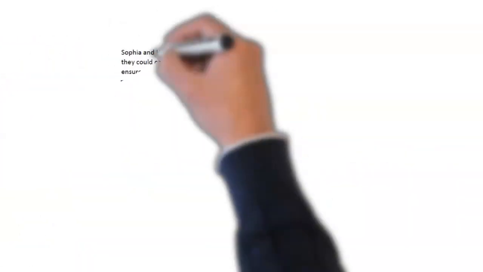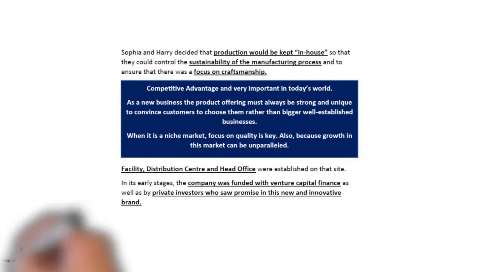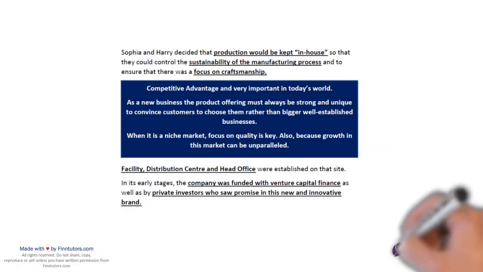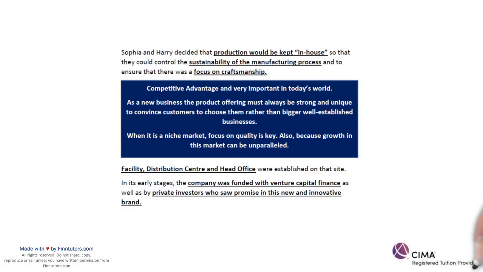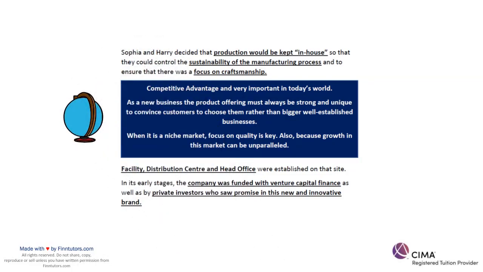In the beginning, Sophia and Harry decided that the production would be kept in house so that they could control the sustainability of the manufacturing process and ensure that craftsmanship is good. They wanted to have control on everything. Now, I can say that this is your comparative advantage in today's world. As a new business, the product offering must always be strong and unique to convince customers to choose them rather than big, well established businesses.